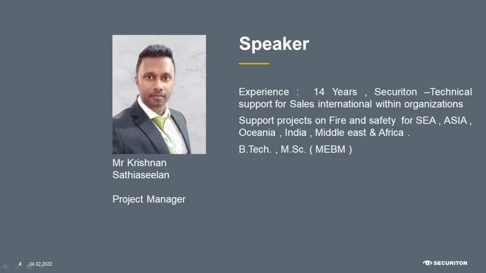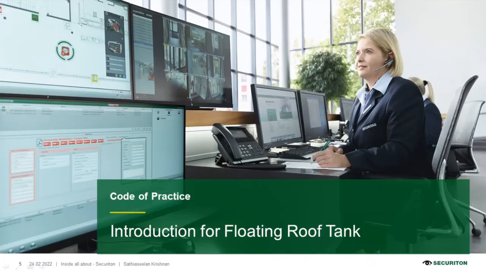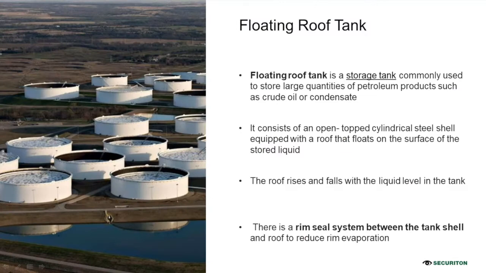Let me go into the topic. Today, we'll start with the introduction, as I mentioned, and we will try to understand what a floating roof tank is. A floating roof tank is actually a storage tank, commonly used to store petroleum products, petrochemicals, and usually crude oils.